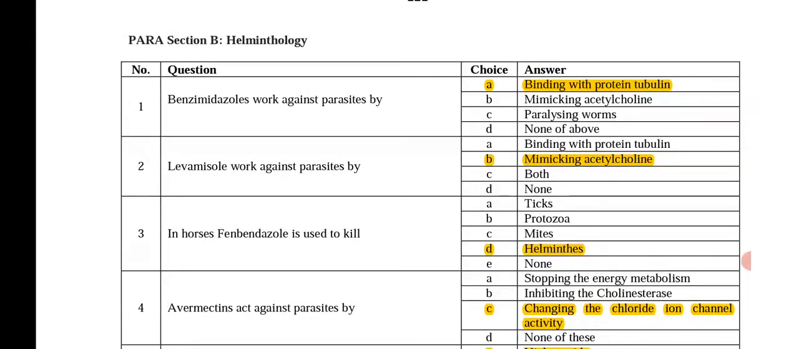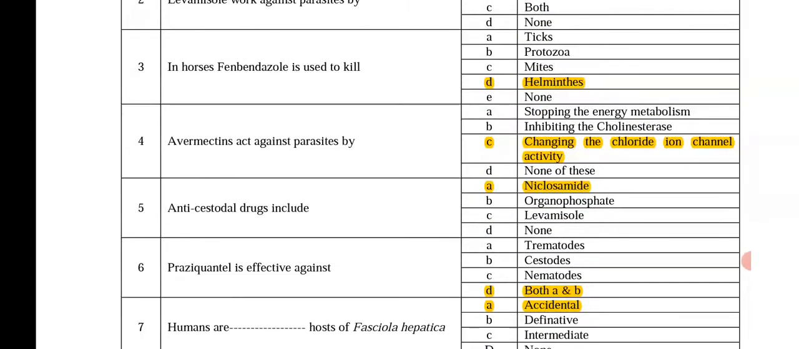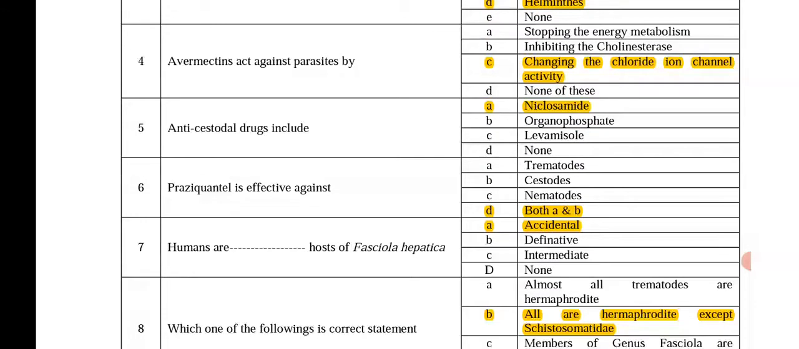Helminthology. Benzimidazoles work against parasites by binding with protein tubulin. Levamisole works against parasites by mimicking acetylcholine. In horse, fenbendazole is used to kill helminths. Ivermectin acts against parasites by changing the chloride ion channel activity. Anticestodal drugs include niclosamide. Praziquantel is effective against both A and B, trematodes and cestodes.